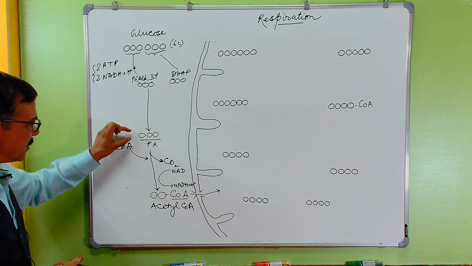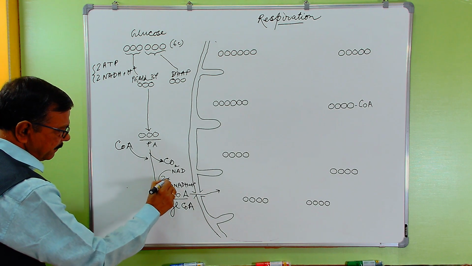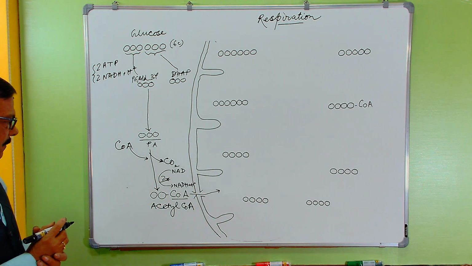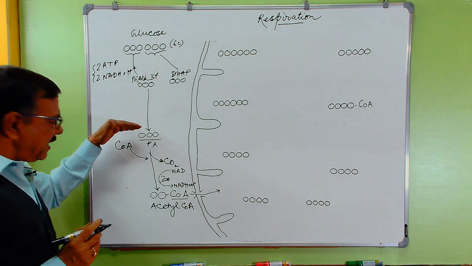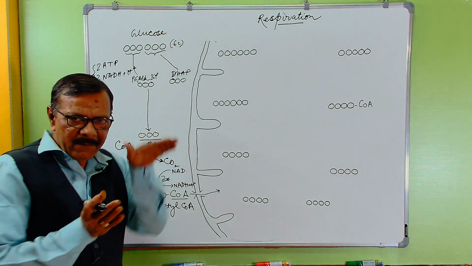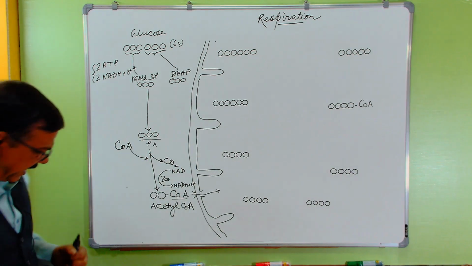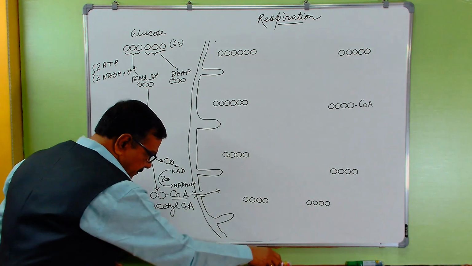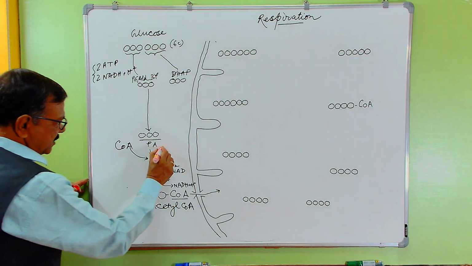Why 1? Because there are 2 pyruvic acid, so it should be 2x. One thing I will say: because of converting pyruvic acid to acetyl coenzyme, there is a chain of reactions. In the chain of reactions, 2 enzymes are required. Number 1 is TPP.